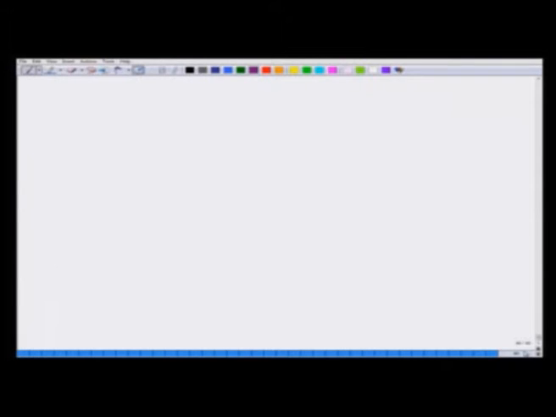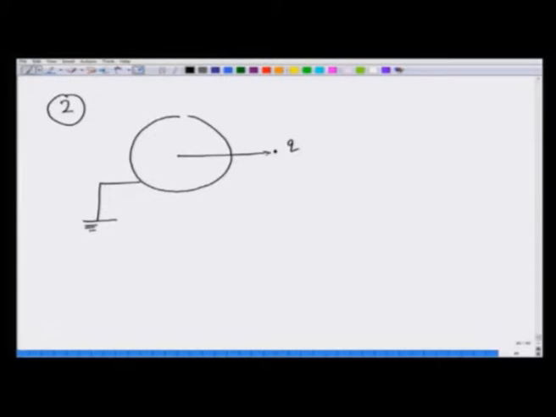Problem number 2. A point charge is located at a distance of 7 centimeters from the center of a grounded conducting sphere of radius 5 centimeters. So, I have a grounded conducting sphere, that means the potential is 0 on this, and I have a point charge q, which is located at a distance from the center which is larger than the radius of the sphere. Let the radius be capital R, and let this initial distance be r 0 from the center. So, let me show it on the top. Let the distance from the center be r 0.